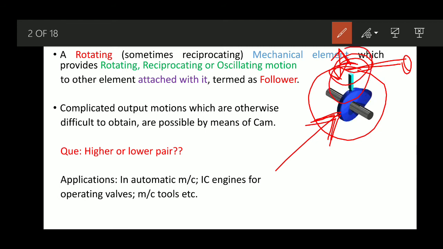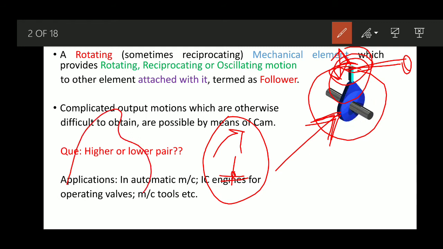because we have seen that the follower motion depends on the cam surface, on how they are in contact. The cam shape may be something like this, or the cam may be something like this. Different shapes of the cam are possible, and you can design them as per your requirement.